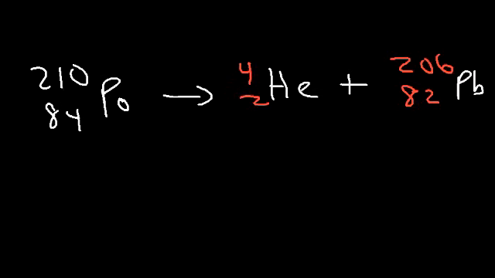And basically, you just got to make sure the reaction is balanced. As long as the masses and the atomic numbers, or the charges, are the same on both sides of the equation, then you're good. That's it. So that's just an intro into nuclear chemistry and different types of radioactive decay.